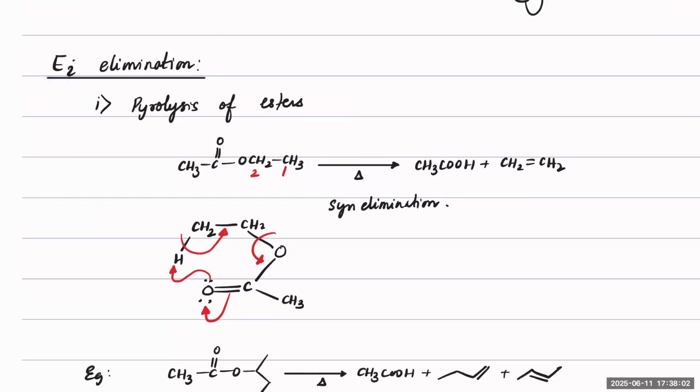Ei means elimination internally. Elimination is happening internally, that means within the molecule. Most of the time, whenever internal elimination is happening, it will always happen via syn type. So this is also called syn elimination. It will happen via syn form, and therefore it is also called syn elimination.